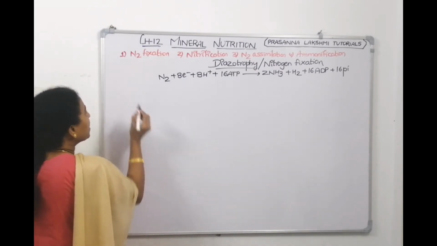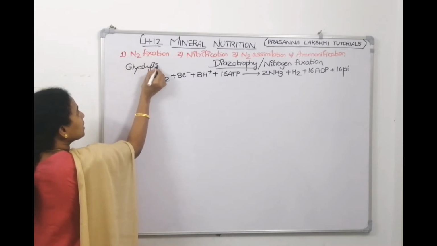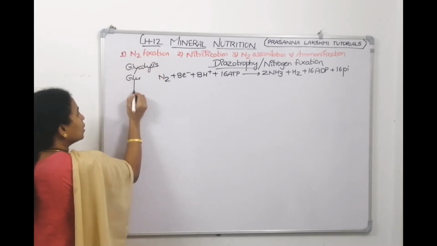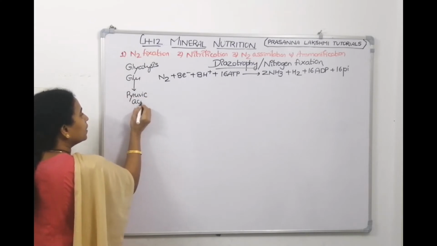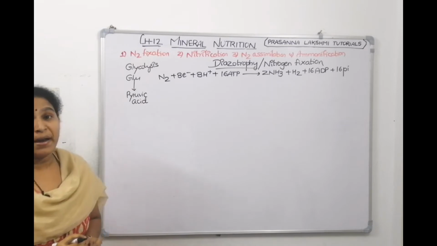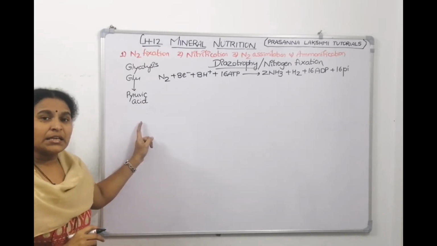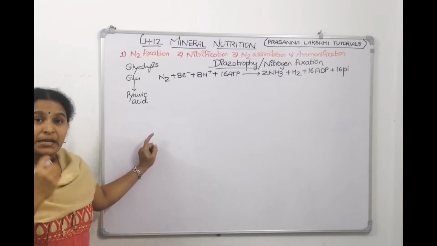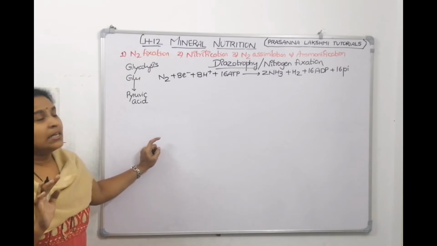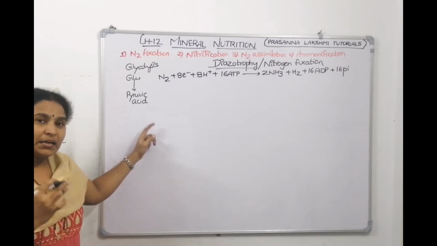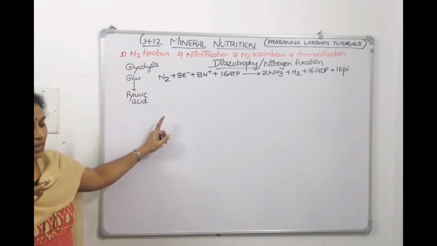Now, do you remember glycolysis? We start with glucose. Glucose is broken down to pyruvic acid. So the end product of glycolysis is pyruvic acid. Now pyruvic acid gets converted to acetyl-CoA and enters the Krebs cycle. From there only we will get electrons and protons, right?